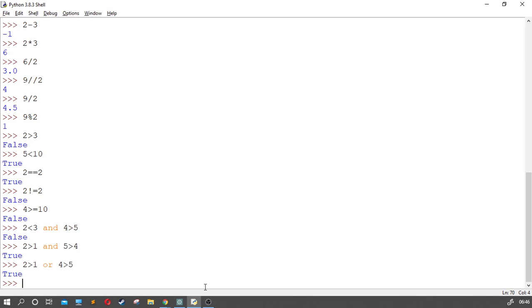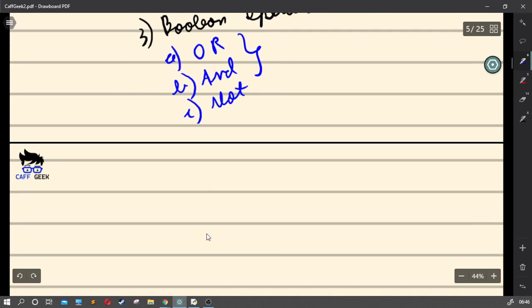There is also not, as in not 2 is greater than 1. Anything which is true becomes false, and false becomes true. That's all, not does nothing special. So it was true, and now it's false.